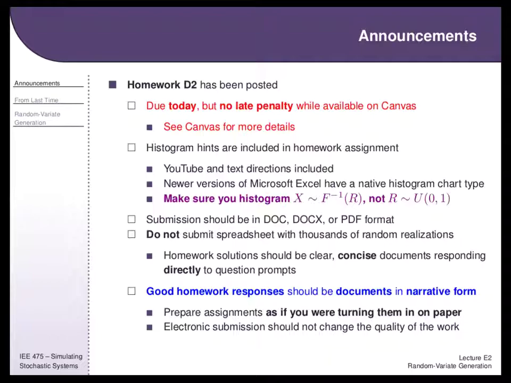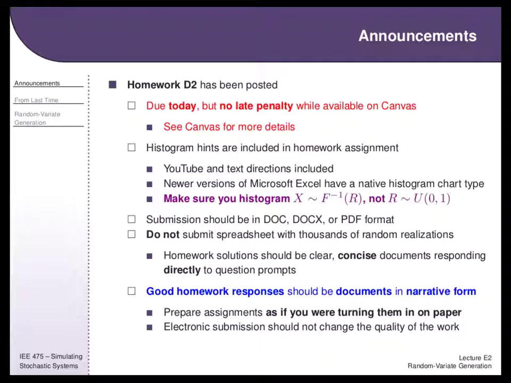So the histogram should not look like a boxcar from 0 to 1. It should look like the expected PDF from the assignment. If you get a histogram that has the shape of the PDF in the problem, then you know you did things right. If you're getting just something flat all the way across, you might be histogramming the wrong thing. That's just a quick tip from looking at some of the early submissions.